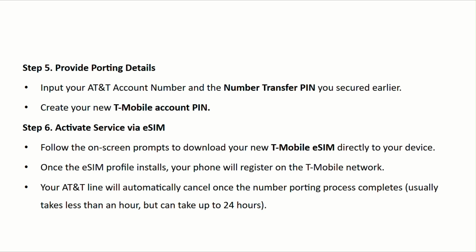Step 6. Activate service via eSIM. Follow the on-screen prompts to download your new T-Mobile eSIM directly to your device. Then once the eSIM profile installs, your phone will register on the T-Mobile network. Your AT&T line will automatically cancel once the number porting process completes. Usually it takes less than an hour, but it can take up to 24 hours too.